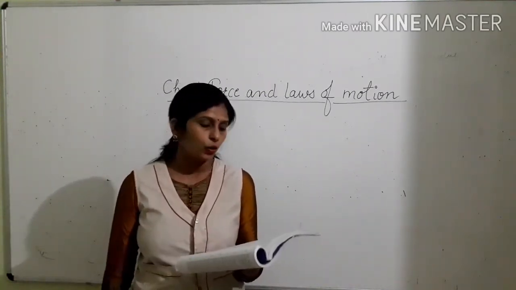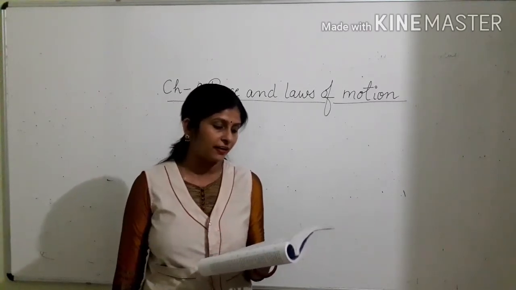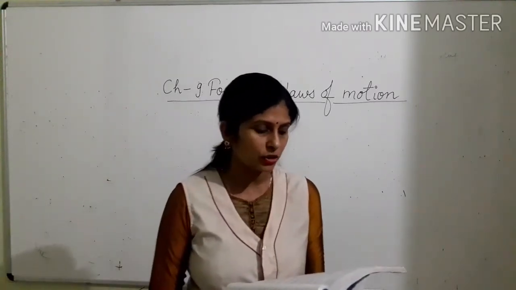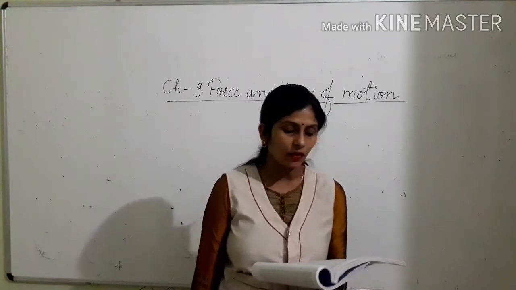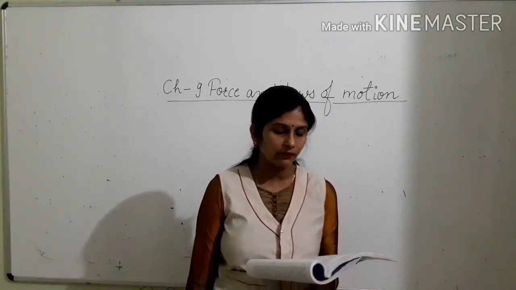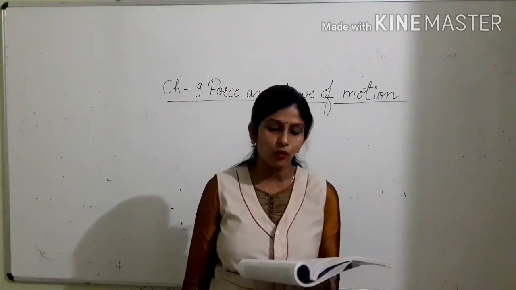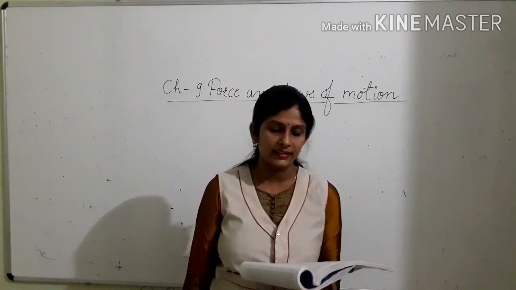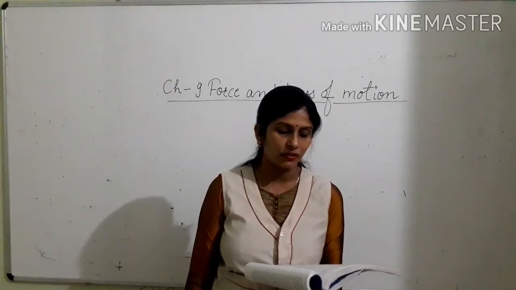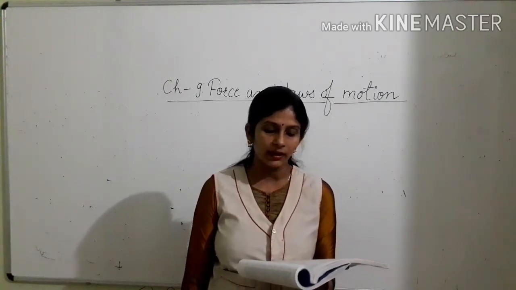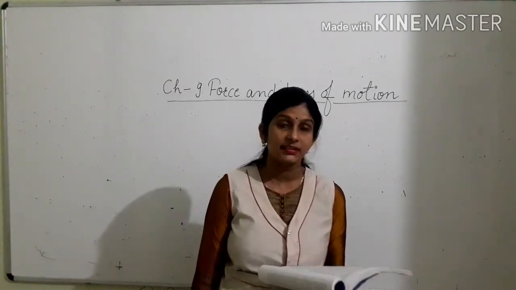Now we are going to start with question number 5. I am going to read out this question. A truck starts from rest and rolls down a hill with a constant acceleration. It travels a distance of 400 meters in 20 seconds. Find its acceleration. Find the force acting on it if its mass is 7 tons.